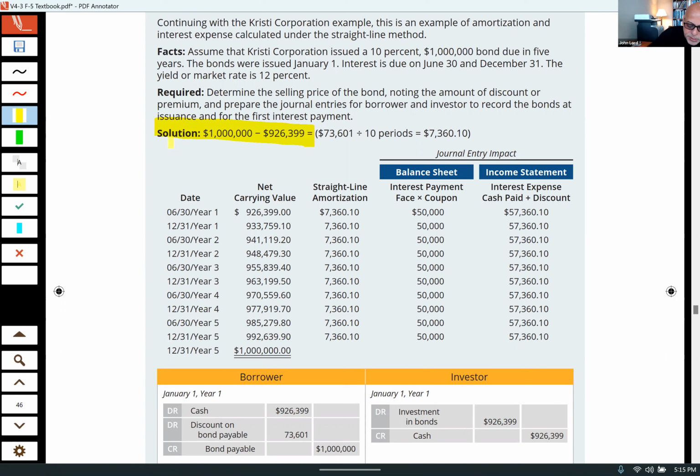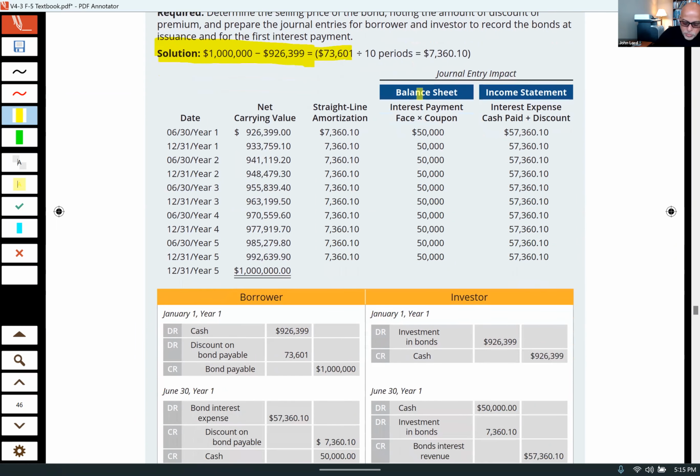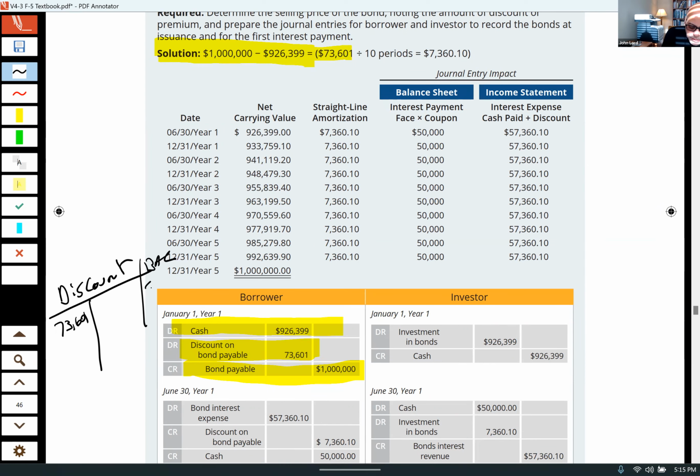We discounted those and came up with a present value of those two streams of payments of $926,399. The difference between that and the million is $73,601. So we received the cash, we credit the bond payable at the face amount, and we debit the discount. Now, at this point, the discount, I'm going to tee that up over here, is showing this 73,601. We debit it, so now it has that balance of 73,601.